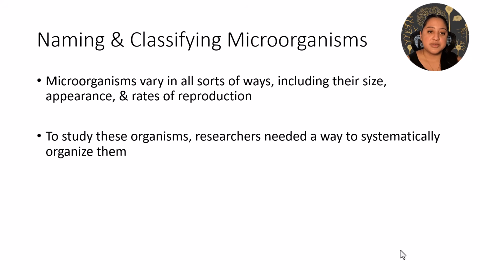Microorganisms, again, are just small organisms. And even though they're small, they vary in all sorts of ways: their size, their appearance, and their rates and methods of reproduction. As we learn more and more about these organisms, we have to be able to classify them. We can't just say, oh, it's a microbe. There are so many now, and we know so many different things about different categories. So we need a way to systematically organize these organisms.